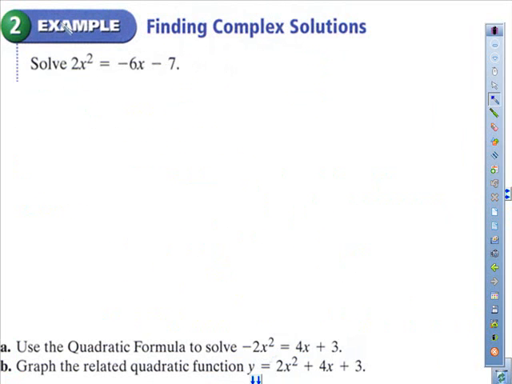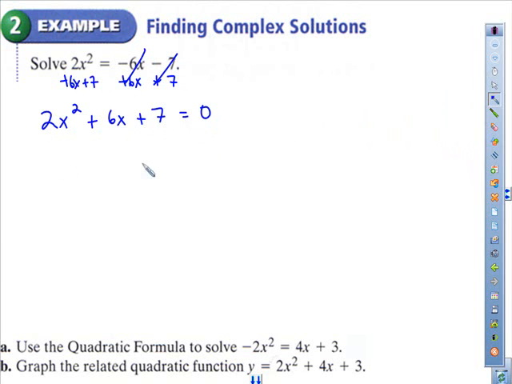Alright, so let's solve this using the quadratic formula. We've got to make the problem equal 0, so I'm going to add 6x and add 7 on the other side. So this is going to cancel. So I'm going to get 2x squared plus 6x plus 7, and it's going to equal 0.